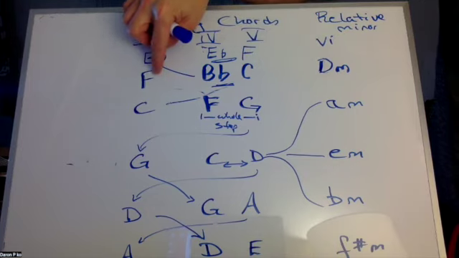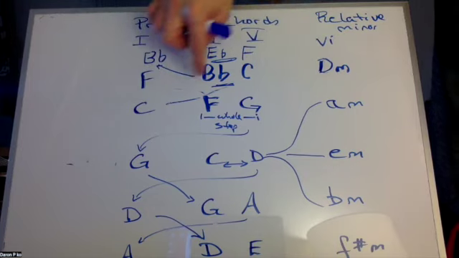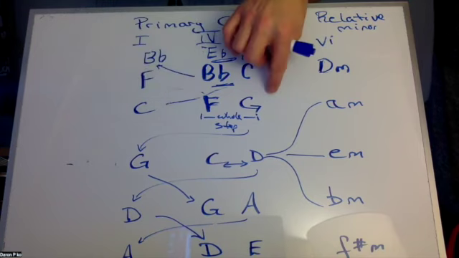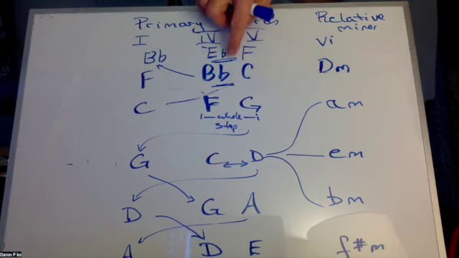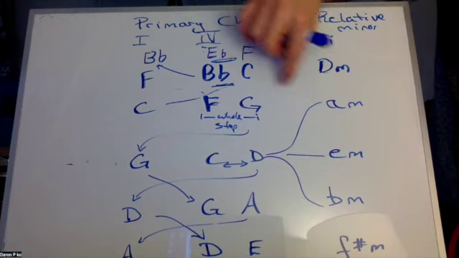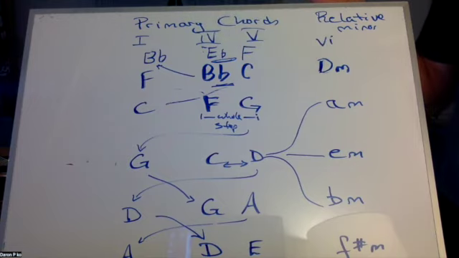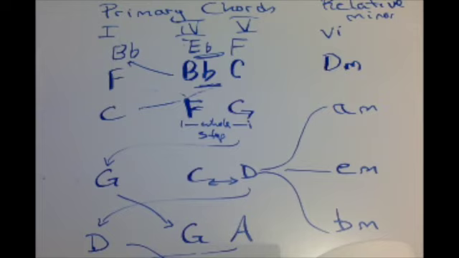To get from the key of F to the key of C, the 5 becomes the 1. We need a leading tone. We need a B natural. So this 4th note, the B flat, becomes a B natural 1 fret away from C. And that's another way that we can use our primary chords to work out our key signatures and our theory.